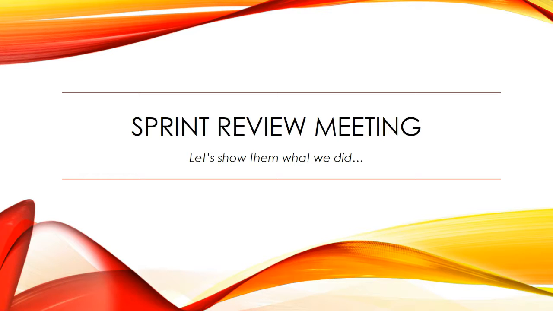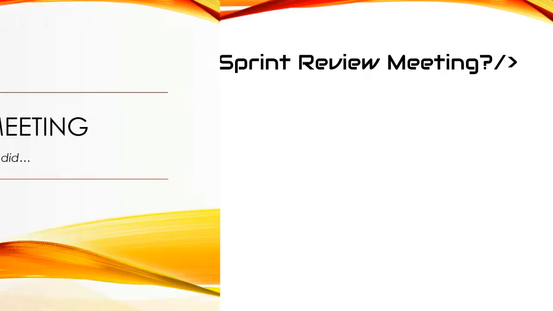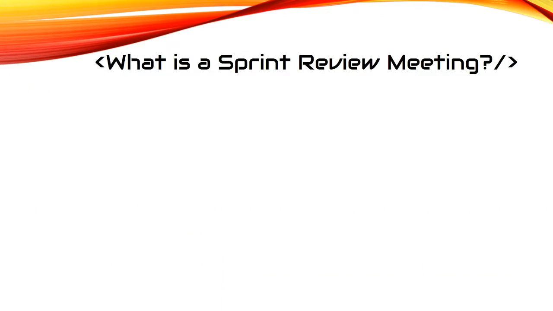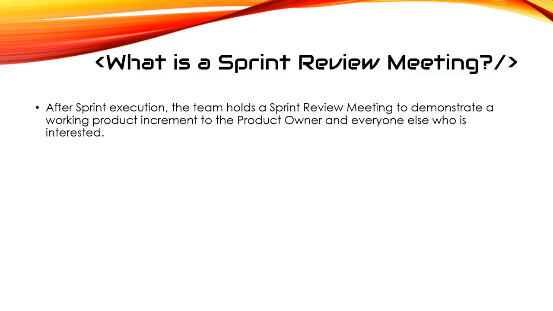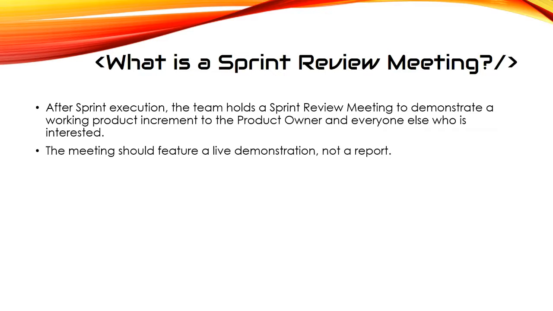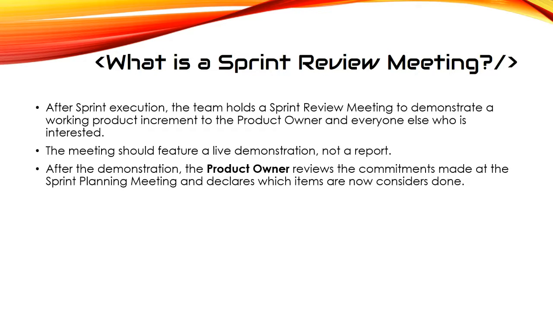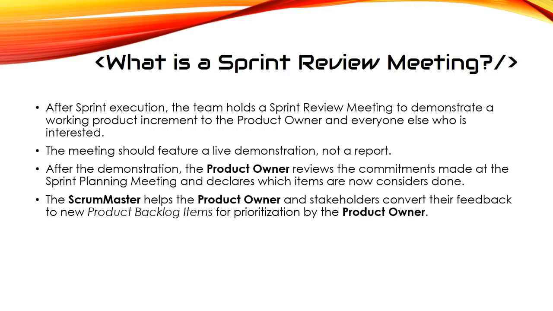Sprint review meeting. Let's show them what we did. So what is a sprint review meeting? After sprint execution, the team holds a sprint review meeting to demonstrate a working product increment to the product owner and everyone else who is interested. The meeting should feature a live demonstration and not a report. After the demonstration, the product owner reviews the commitments made at the sprint planning meeting and declares which items are now considered done. The Scrum Master helps the product owner and stakeholders convert their feedback to new product backlog items for prioritization by the product owner.